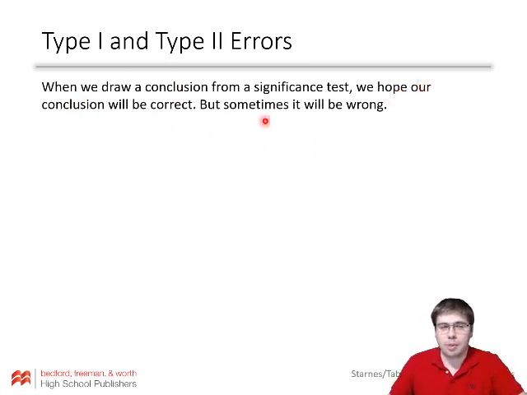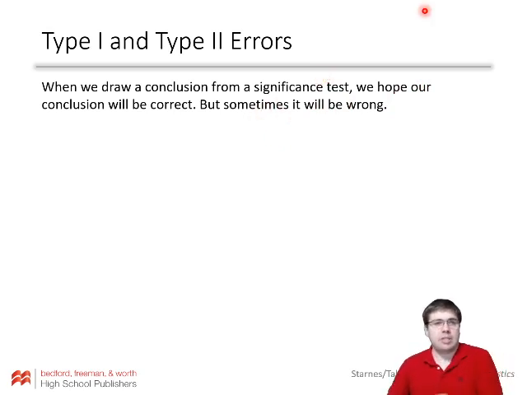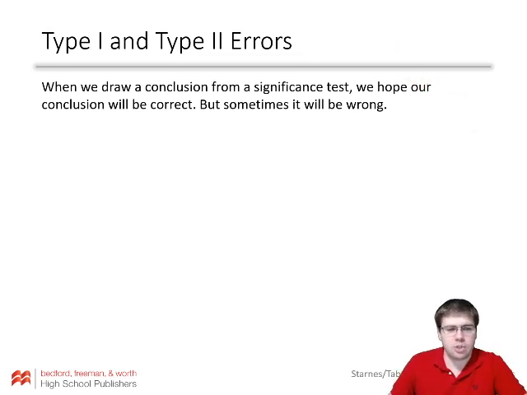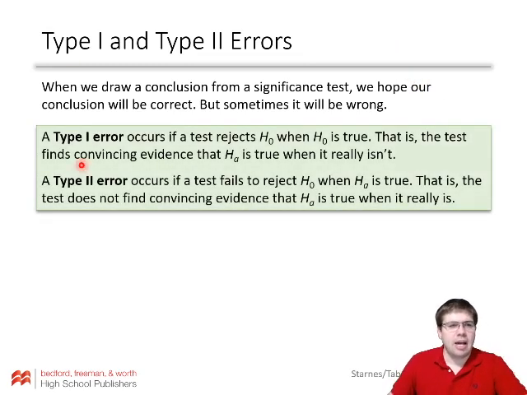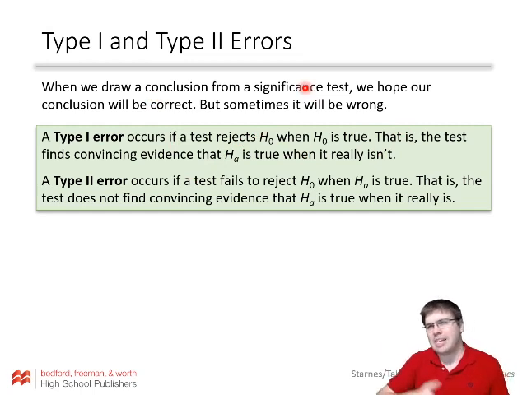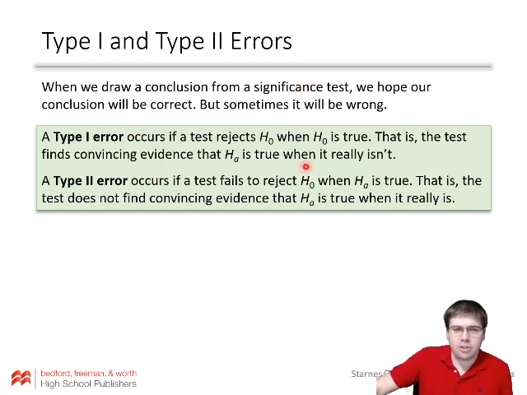We hope our conclusion will be correct, but sometimes it will be wrong. We might make the wrong decision, and it's not our fault, but based on our data, it was leading us in a particular direction. And so those two types of error, type 1 and type 2. A type 1 error occurs if a test rejects the null hypothesis when the null hypothesis is true. So if the null hypothesis is true, but we get a sample result that is so far away that just by chance we happen to get unlucky and we find convincing evidence for the alternative and we reject that null, if that happens by accident, we call that a type 1 error.